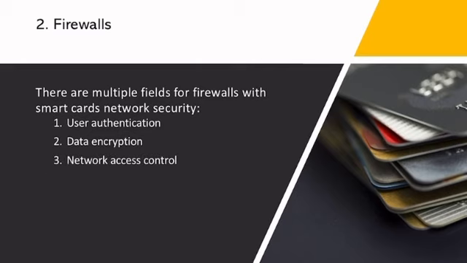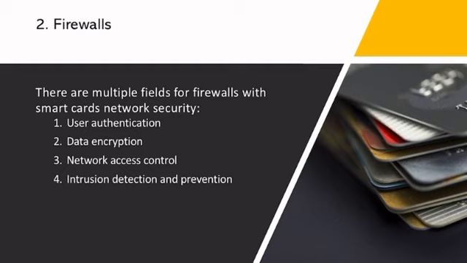Number 3, network access control. The firewall can be configured with security rules that allow or block specific types of traffic based on the traffic type and the source or the destination of the traffic. For example, the firewall might be configured to allow traffic from a specific smart card to access certain resources on the network while blocking access to the other resources.